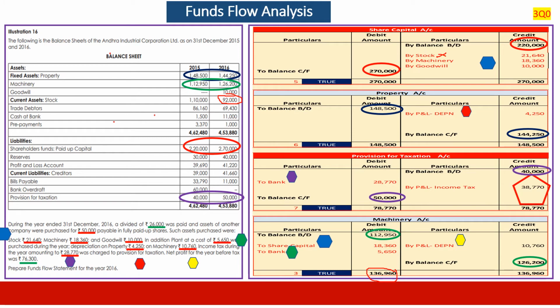We have a difference only in provision for taxation account, that is 38,770. Opening balance, closing balance, payment made during the year. Therefore, provision for income tax to be debited to profit and loss account is 38,770. This will go into profit and loss adjustment account as a provision.